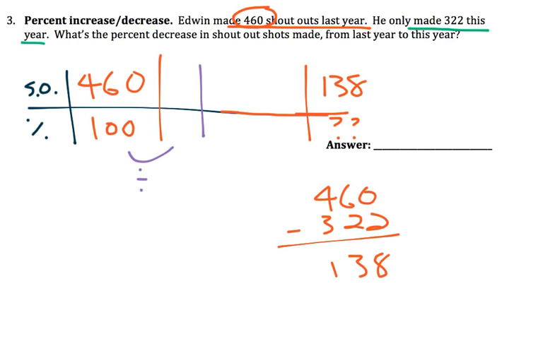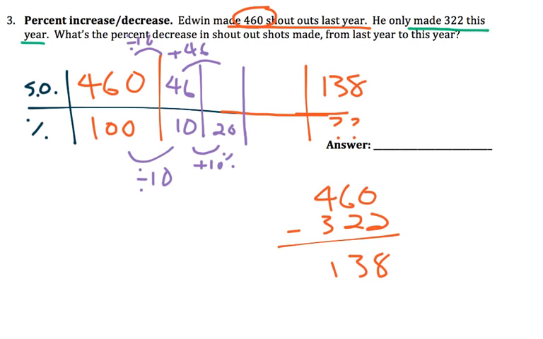Well, we could start by dividing by 10, which would give us 46 and 10. And I'm going to build up by tens and see if I can get to 138. So if I add another 10%, that would be 20%. And 10% is the same as 46 shoutouts. So 46 plus 46 is 92.